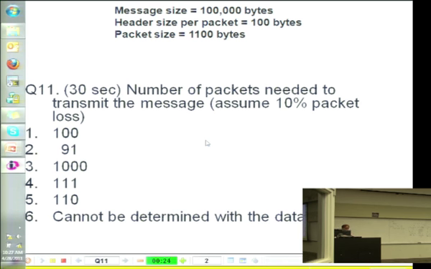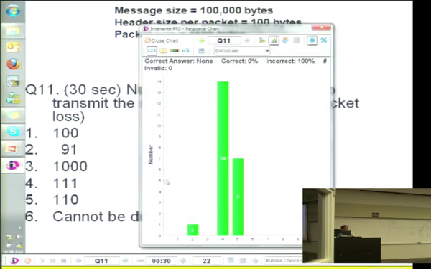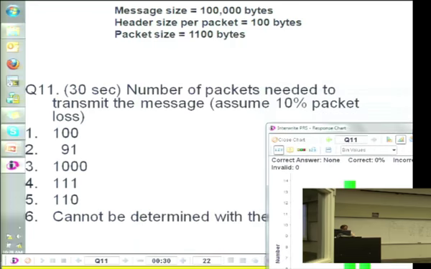The same question, but now you have packet loss. Okay, most of you have the right answer. Some of you have 5, close but not exactly right.